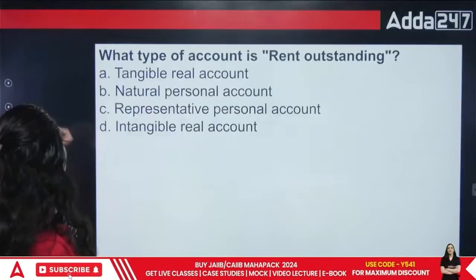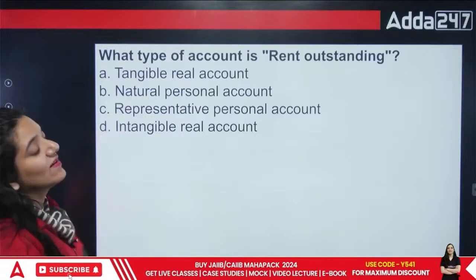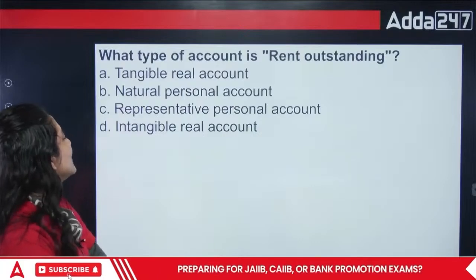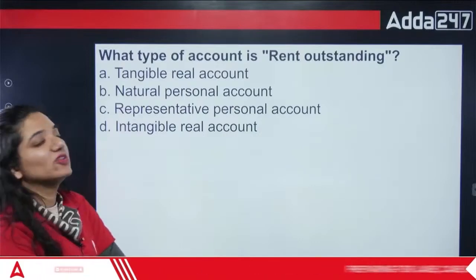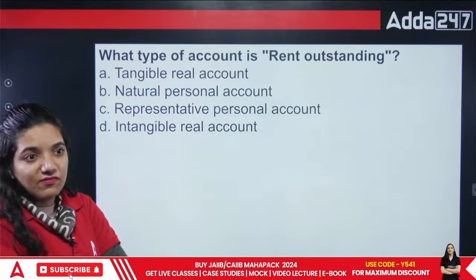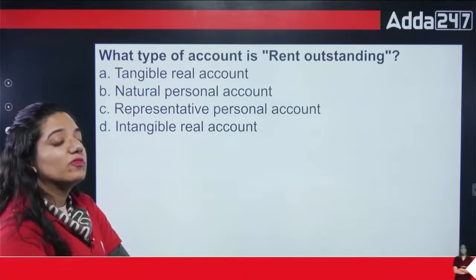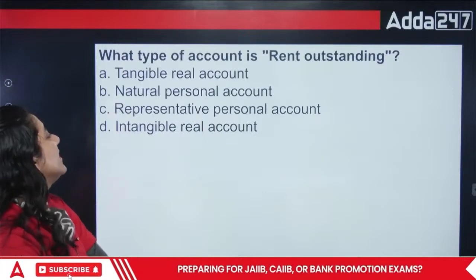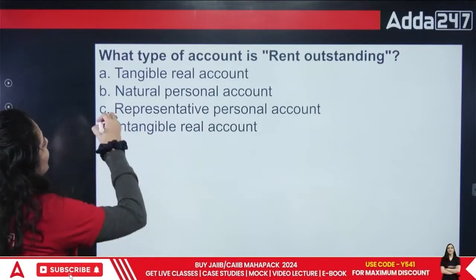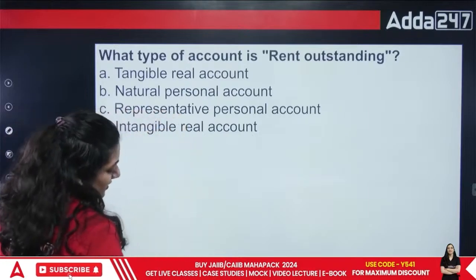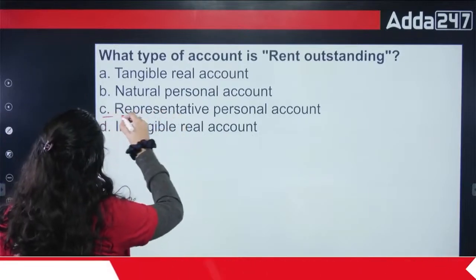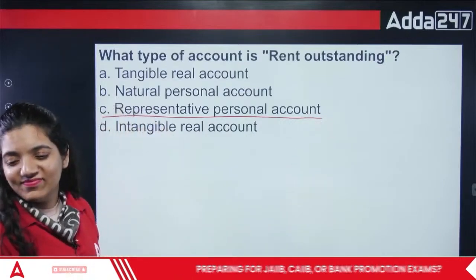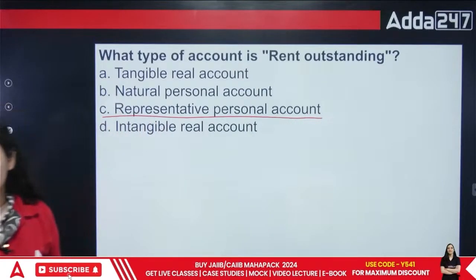Okay? Then what type of account is rent outstanding? We just talked about it. The options are tangible real account, natural personal, representative personal, or intangible real account. Then we talk about rent outstanding. The amount the company is yet to pay. If it is yet to pay, then it is going to be representative personal account. Okay? The answer is representative personal account. Done?